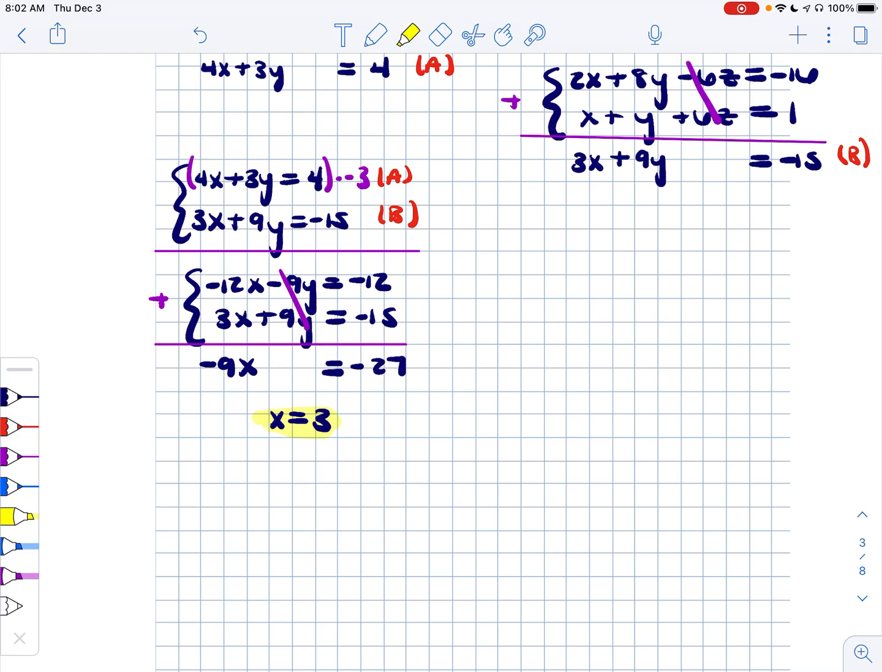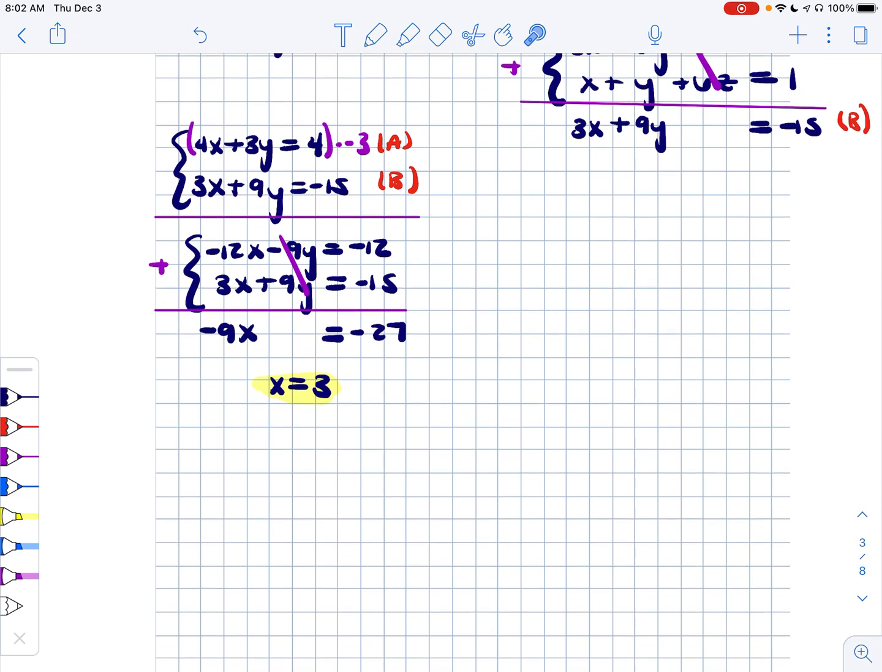All right, from here, we just need to start back substituting in order to solve for the other variables. So once you find your first variable, go back to one of your A or B equations, okay, either one is fine. Go back to either of those A and B equations, plug in your x, and solve for y. So I'll just pick B.